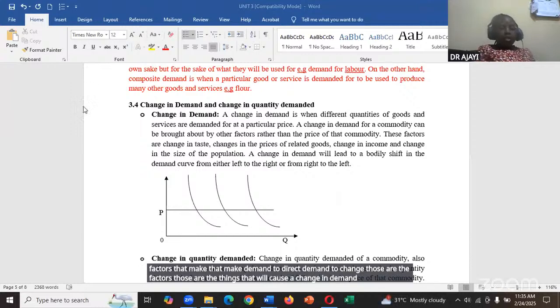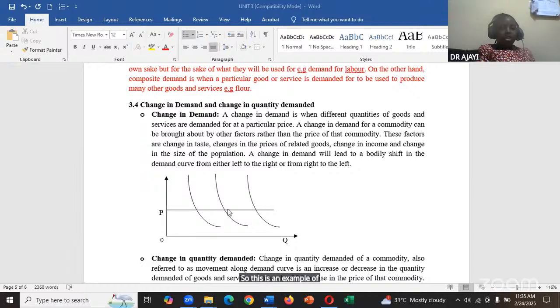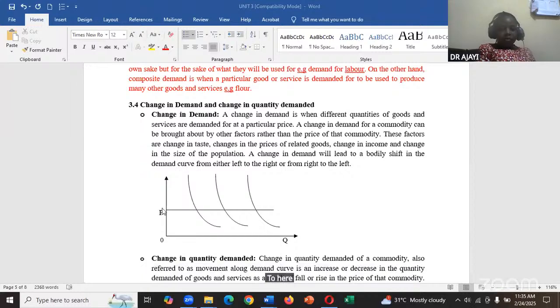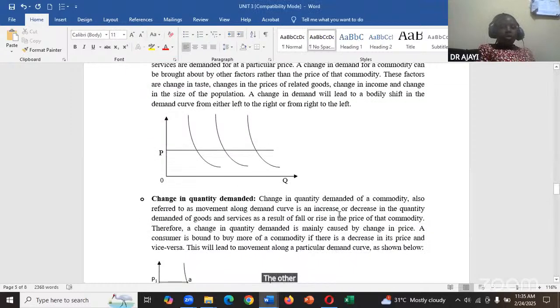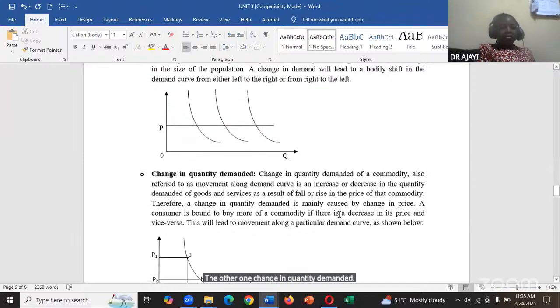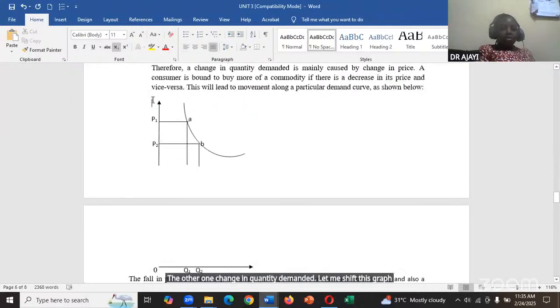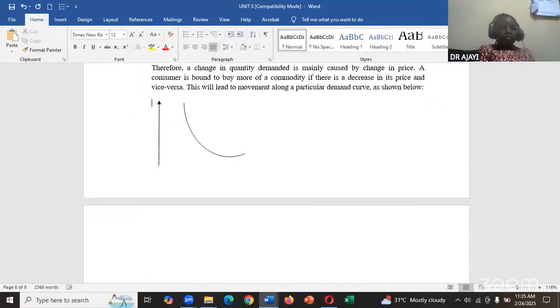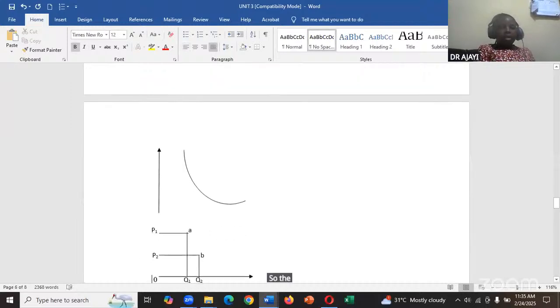So this is an example of the graph showing a change in demand. Price remains the same, but the demand changes from here to here to here, and you can see that it is different. That is why we call it change in demand. The other one is change in quantity demanded. Let me shift this graph because it has broken. So the graph is together now. Okay, scattered.